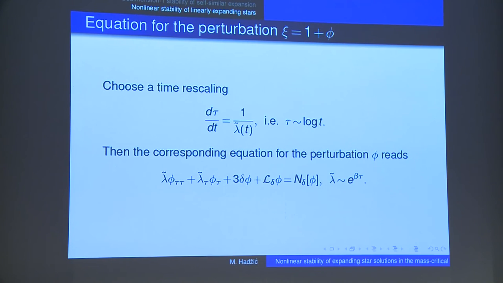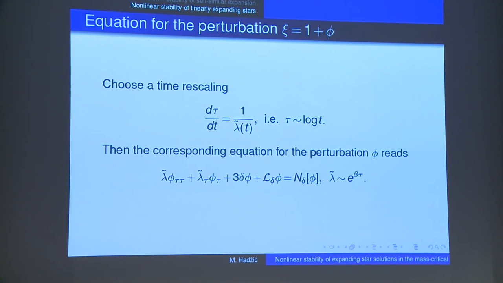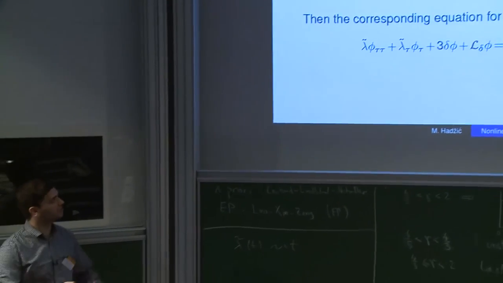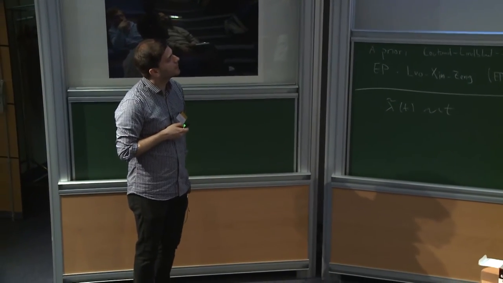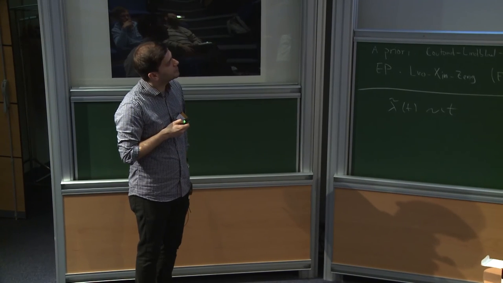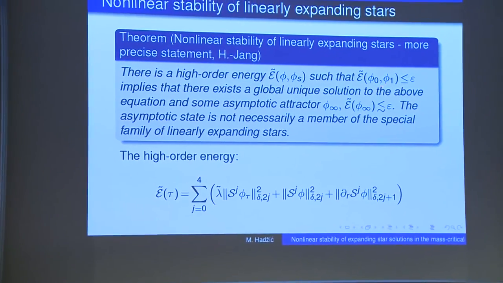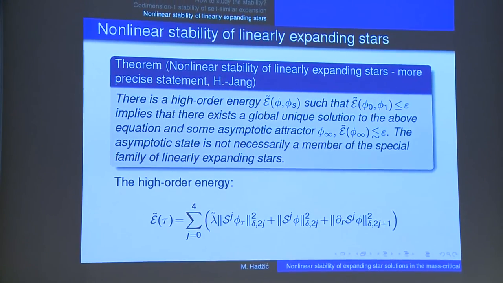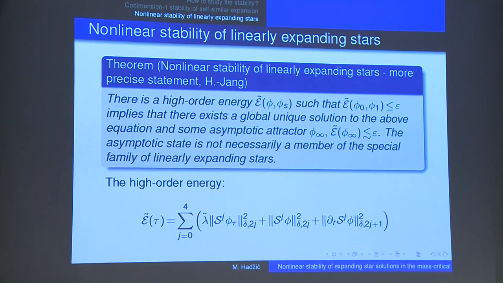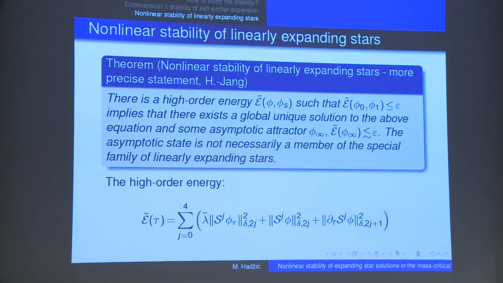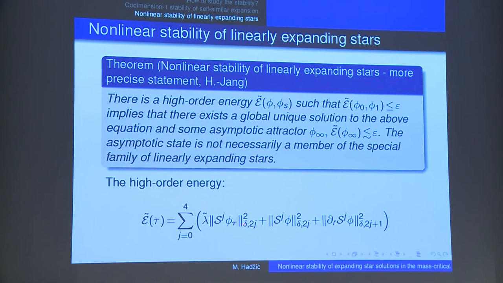It is well known that the expansion produces a sort of stabilizing effect. It's reminiscent of works, for instance, in special relativity, in general relativity, when you have a cosmological constant. But, and this is the statement, there is a high order energy E tilde that will give you global existence for small data. However, you cannot classify the asymptotic attractor. So all you can say is that the tau derivative of the solution decays, but you cannot say that in the limit you belong to a nearby member of the linearly expanding family. This energy is constructed by using powers of this elliptic operator that I just wrote a second ago.